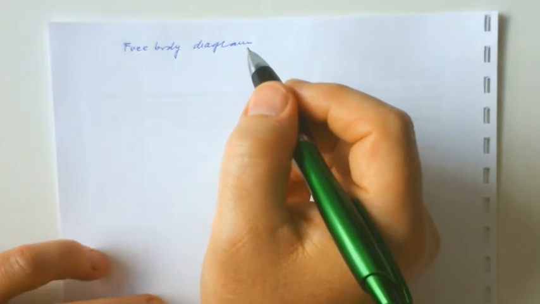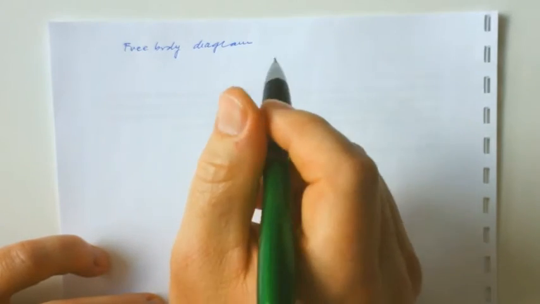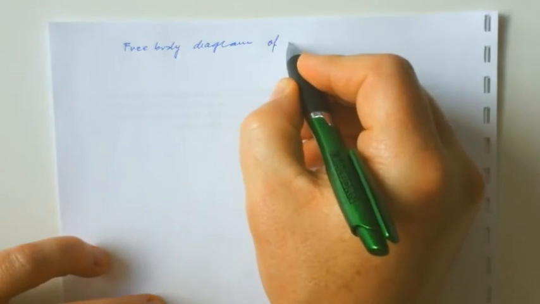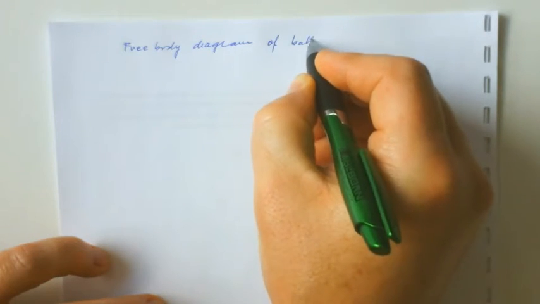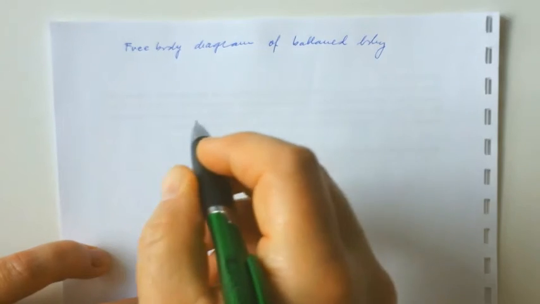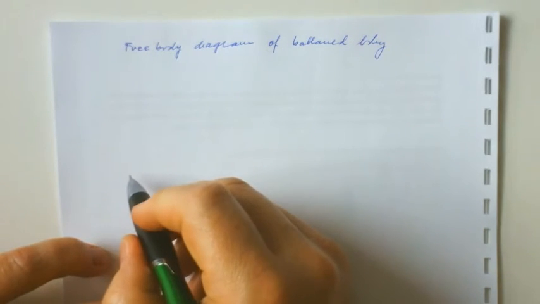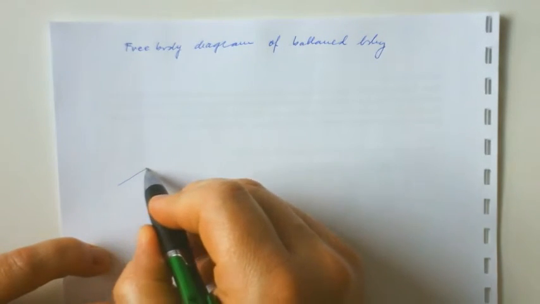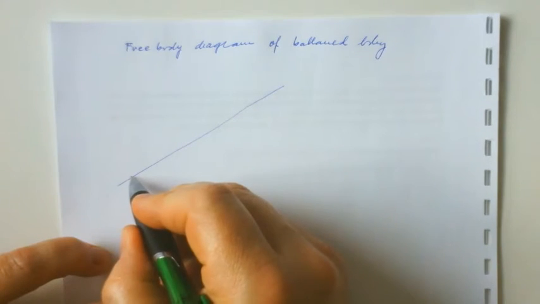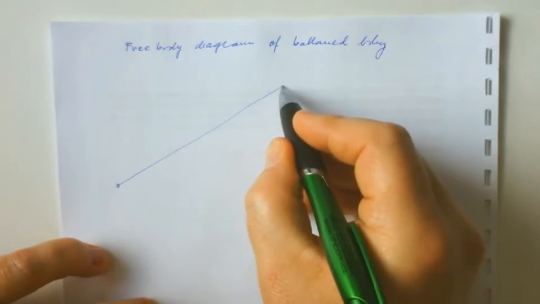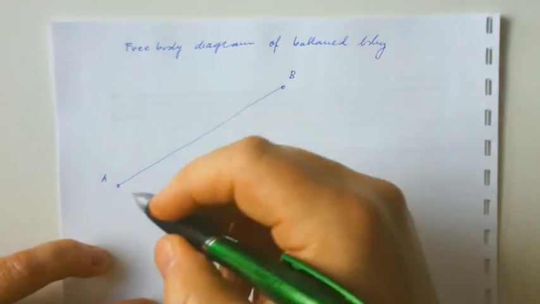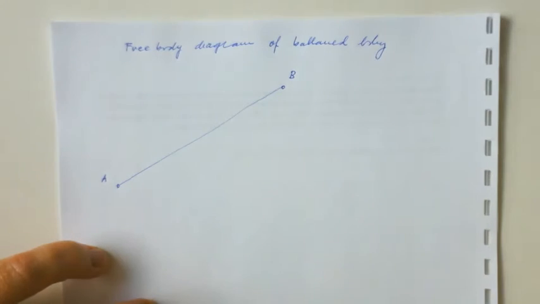Of the case where we consider a balanced body. So it's quite easy because we already know how to draw a free body diagram of a rotating body in 3D.